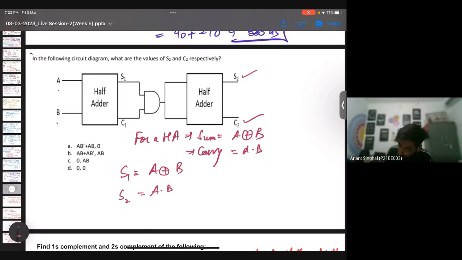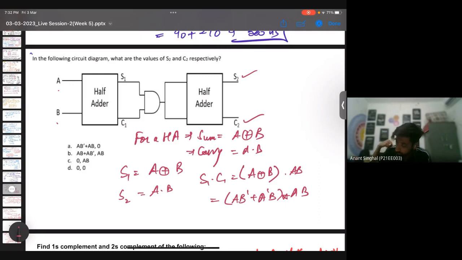Now they are getting ANDed. So S1 into C1 will be nothing but A XOR B and with AB. So A XOR B is nothing but AB bar plus A bar B, into AB. So if we multiply this, this will be B bar into, so we have already written it, A bar A is 0, A into A is A. So it will be 0 and then plus 0. So the input to both the half adders will be 0.